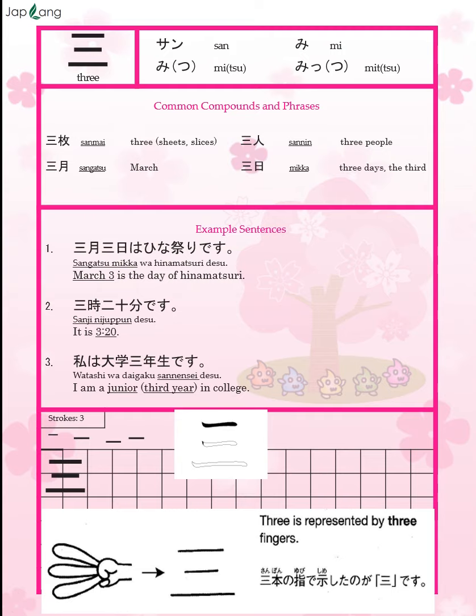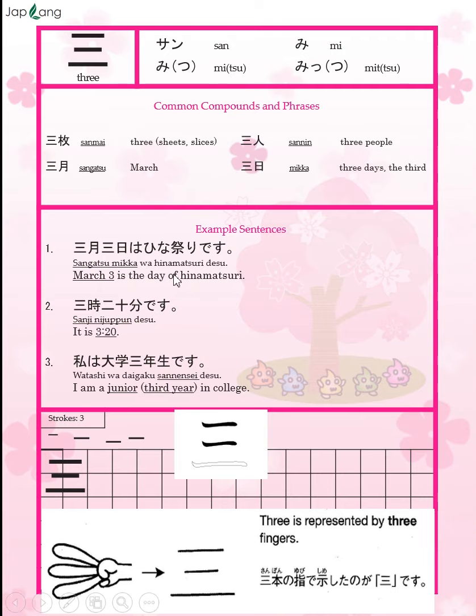Alright, we move to the next, and third is 3, mittsu. Japanese mittsu, and the Chinese reading is san. So sanmai is 3 sheets or slices. Sangatsu is March. Sannin is 3 people. Mikka is the third day of the month. Now 3 is represented by 3 fingers.